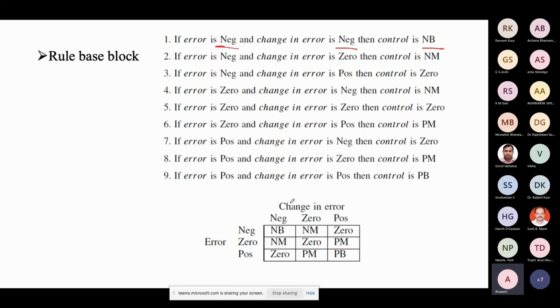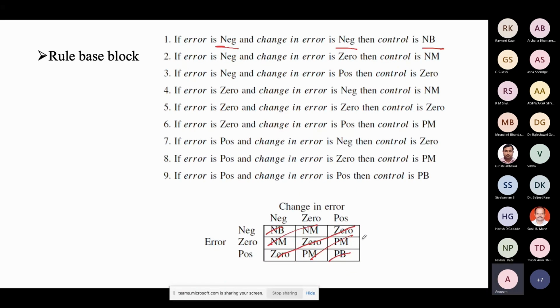You can see that this is a kind of matrix, a symmetrical type of matrix, with entries like NB, PM, PB, right? This is one of the fundamental and famous rule bases, and we use this type of rule base in the literature most of the time. If you are not good at designing a rule base, you can simply take this one and apply your technique, right?